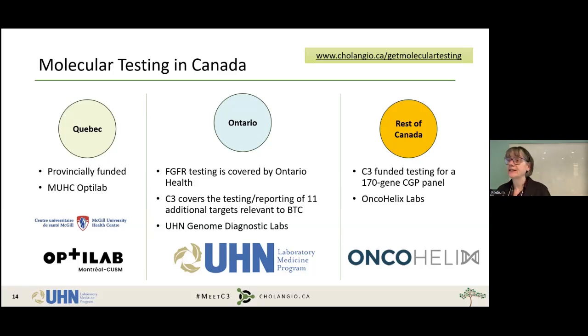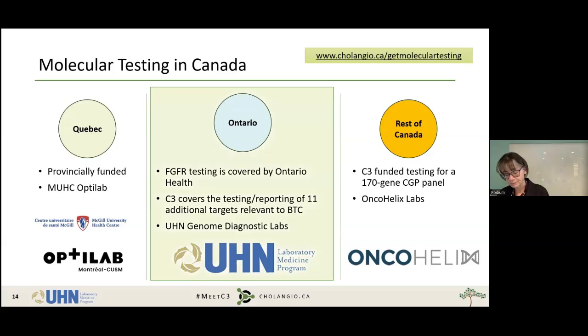So in Ontario, standard of care, which is funded by Cancer Care Ontario through Ontario Health, is for FGFR2 fusion testing, period. That's it. That's all that is offered to patients with cholangiocarcinoma in Ontario. However, through C3, we are able to offer patients a broader spectrum of testing, and that's being done at UHN.